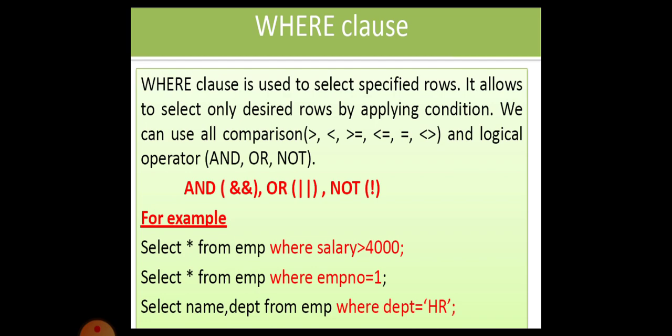Look at the next one. Select name comma department from employee where department equal to HR. The compiler goes to the employee table, then goes to the department column. Within that, it chooses the records which have HR as department. Then it will display the name and the department. It will display only the name and the department.